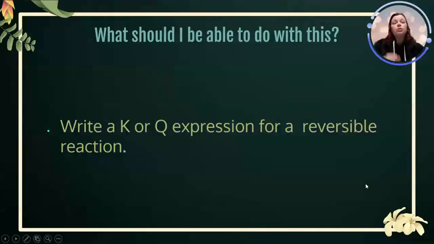That is it. So what should you be able to do with this? It's actually pretty straightforward. You should be able to write a K or a Q expression for a reversible reaction. Again, I guarantee you that this will be on the AP Chemistry exam somewhere. It's an easy way for you to get points as long as you pay attention to your details.